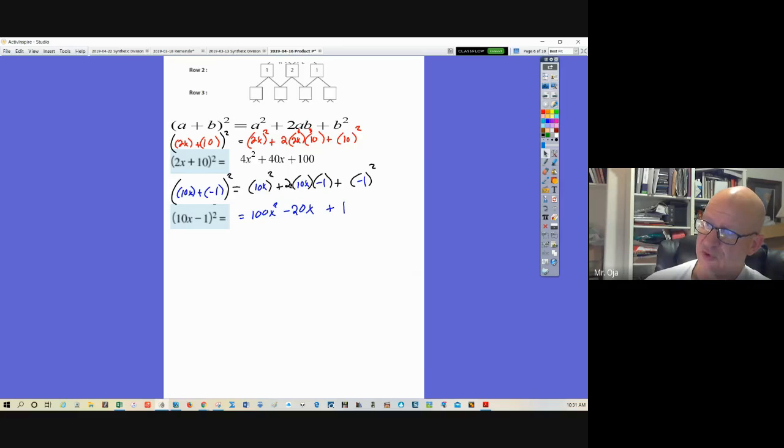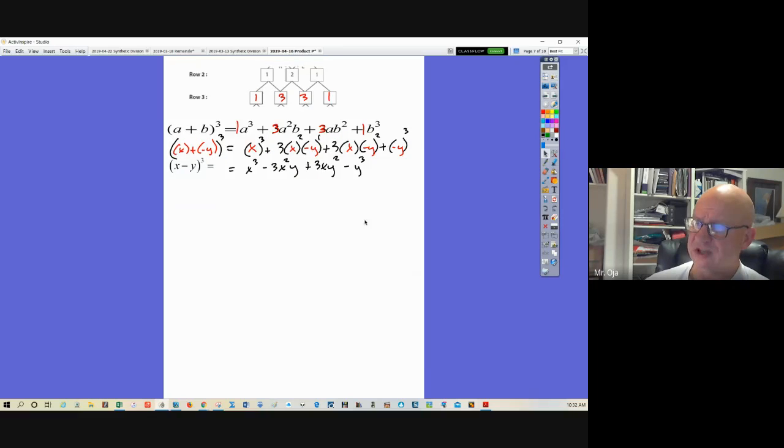Then I've got 2 times a times b. Well, that's 2 times 10x times -1. 2 times 10x is 20x times -1 is -20x. So there's my second term. And then finally I get plus b squared, which is -1 squared. Well, -1 squared is +1. So there's my answer. Does that make sense? I think so. It does. Yeah. Okay.